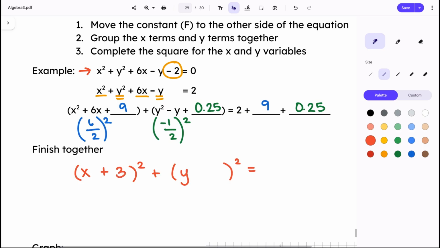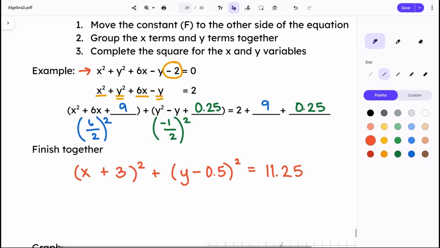And this one would be -0.5, because -1 divided by 2 got us -0.5. So that goes in with those x and y's. And then over here, we have to just add. What's 2 plus 9 plus 0.25? Good. So there's your equation.